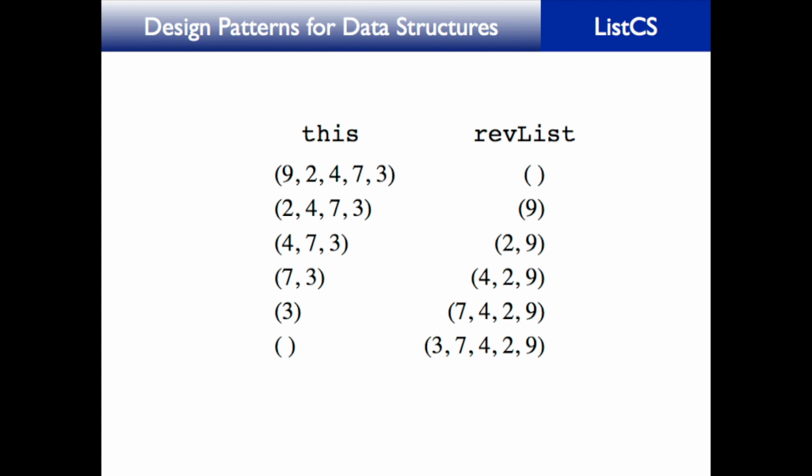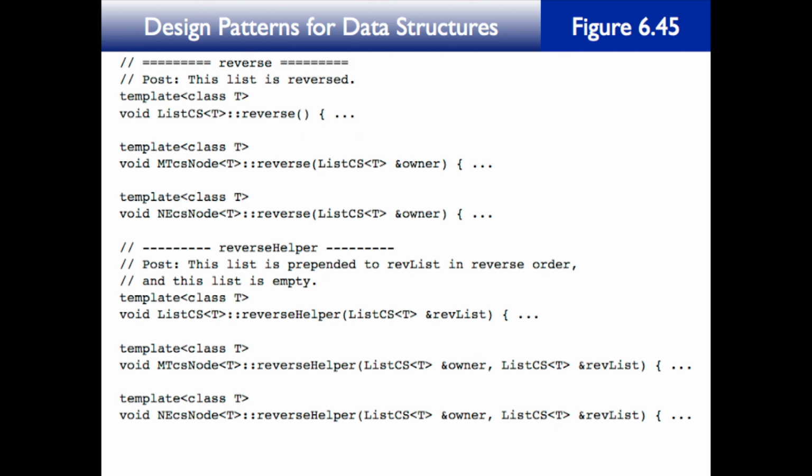So let's go take a look at the code in figure 6.45. The postcondition is that this list is reversed. So the main program just calls reverse with no parameter, okay? And then the list is just going to turn around and call the node version of reverse. But now look, the node version of reverse has an owner, so you should know now what the actual parameter for owner is going to be.